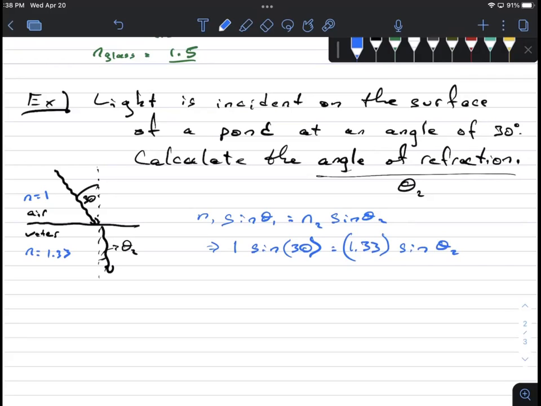All right, well, let's do the algebra. I want to solve for theta 2, so I leave that thing alone and I bring the 1.33 over to the other side. So now I have sine of theta 2 equals 1 over 1.33 sine of 30. So how do I solve this though? Notice this isn't theta 2, this is sine of theta 2. I don't want sine of theta 2. What I want is theta 2 itself.